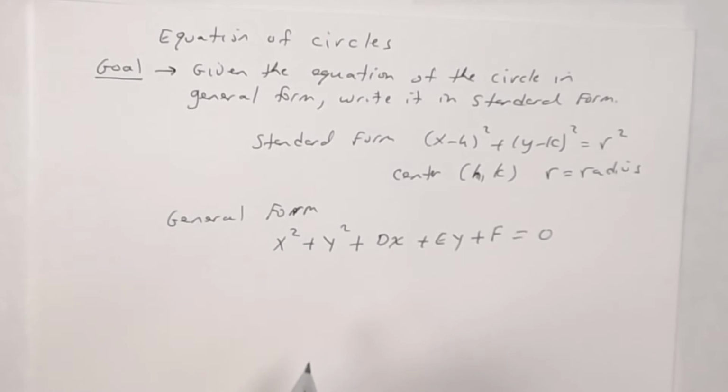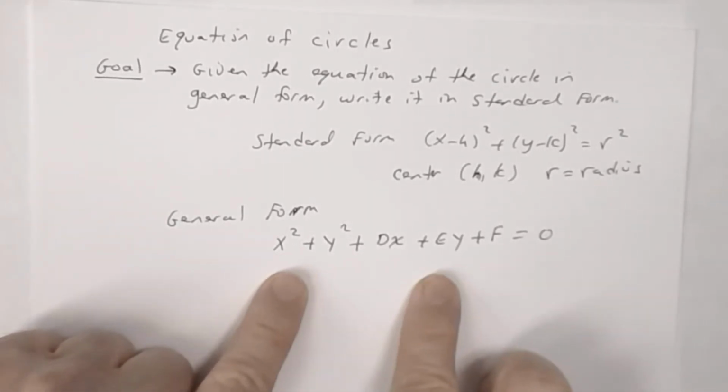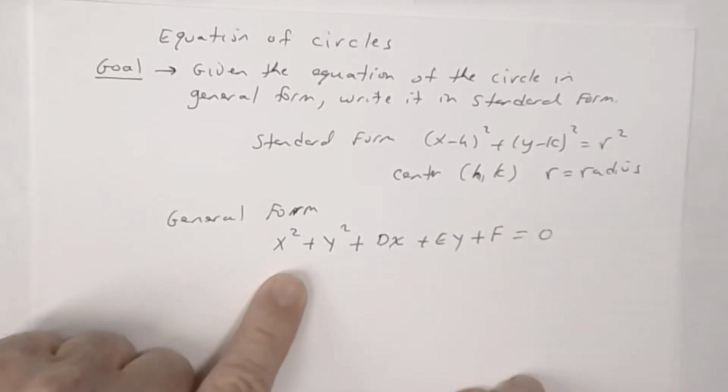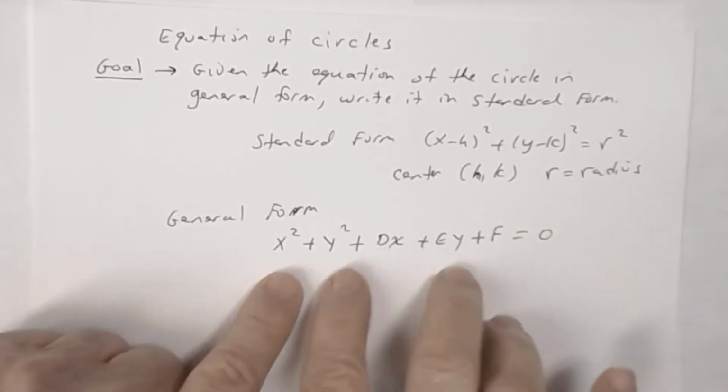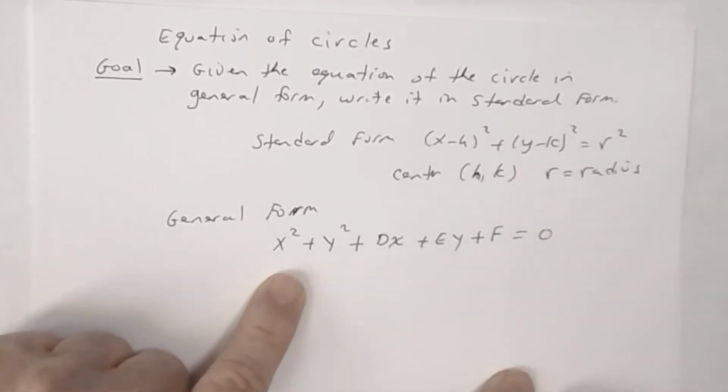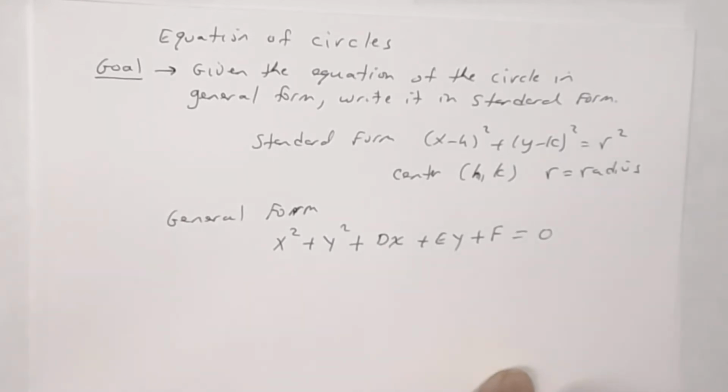So then the goal is this: how am I going to transform this to look like this? Because that's what I want to do. I want to get this to look like this. It's not difficult. You're going to use completing the square.